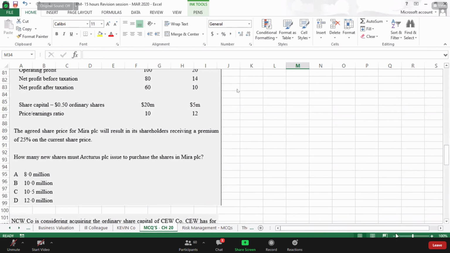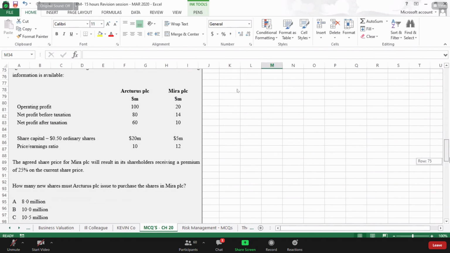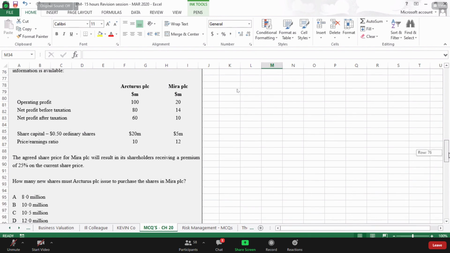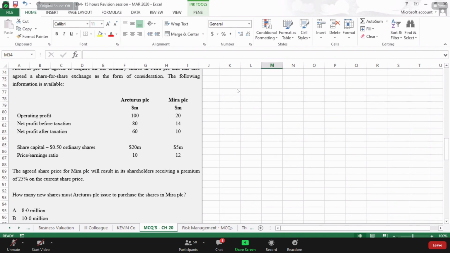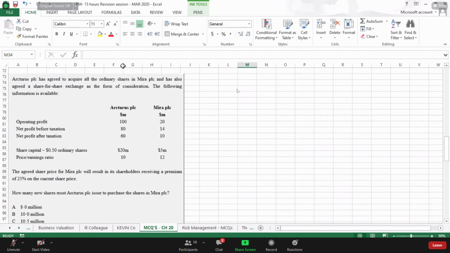Question number, okay, let me zoom it out. How many new shares must Arcturus PLC issue to purchase the shares in Mira PLC? Last question for the day, do it. So, Arcturus PLC has agreed to acquire all ordinary shares in Mira PLC and has also agreed a share for share exchange as a form of consideration.